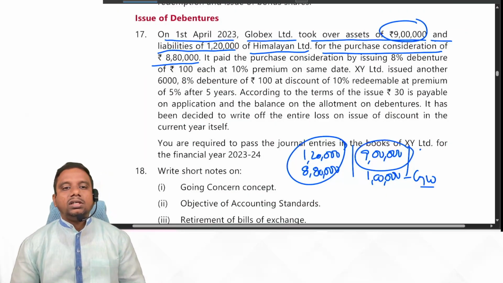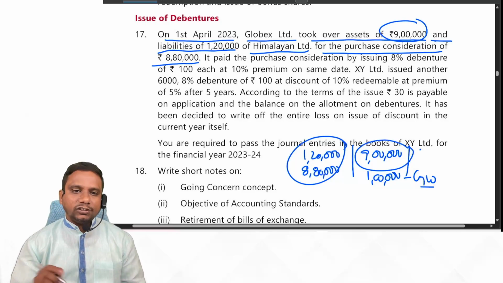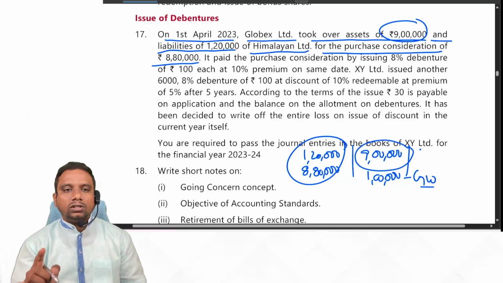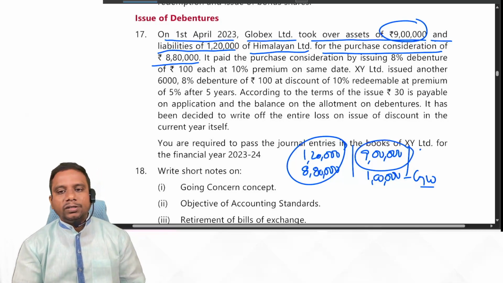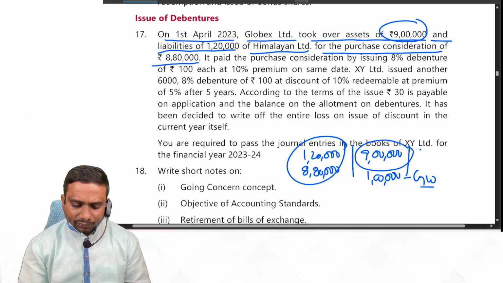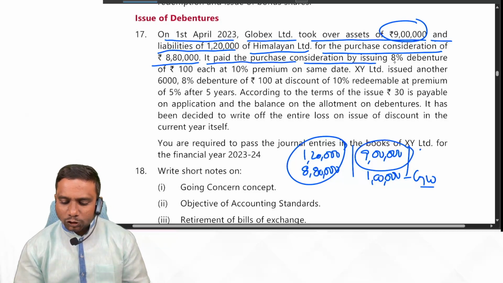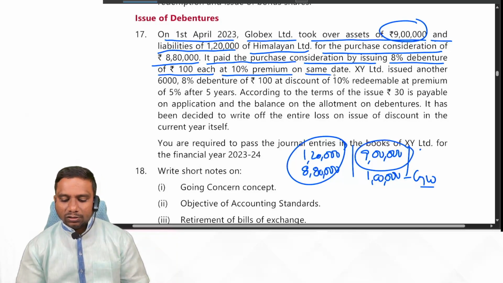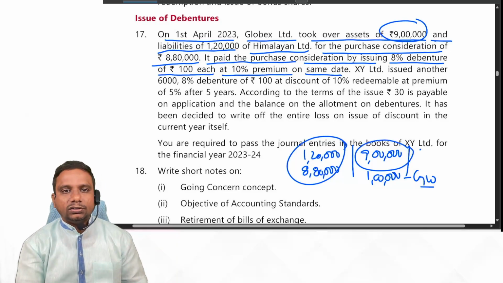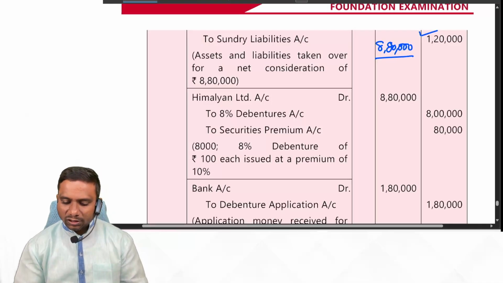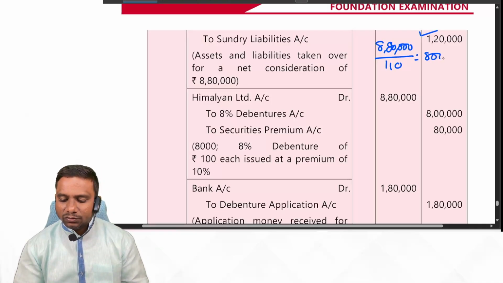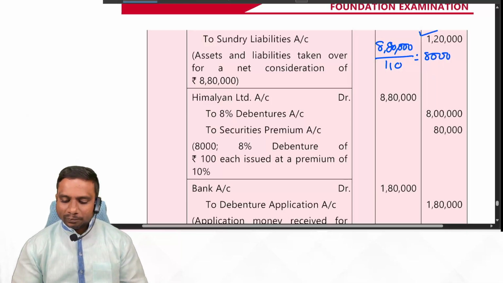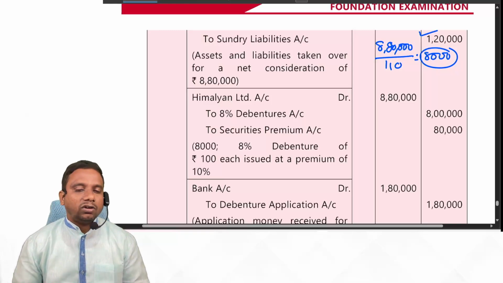Here the concept is issue of debentures for consideration other than cash. The number of debentures to be issued depends on the issue price. The company paid the purchase consideration by issuing 8% debentures of rupees 100 each at a 10% premium. So 100 face value, 10 rupees premium. What is the issue price? 110. So how many debentures do we issue? 8 lakh 80,000 divided by 110, that is 8,000 debentures. For that, what is the entry we record?